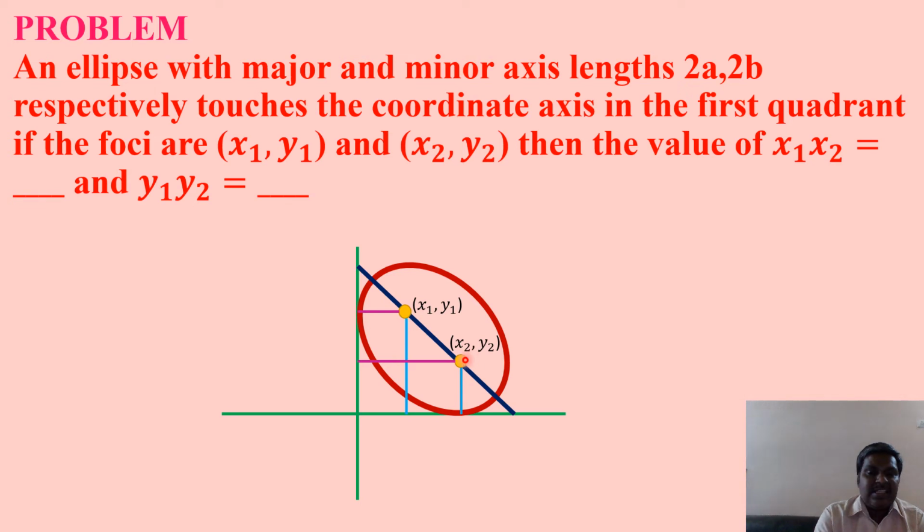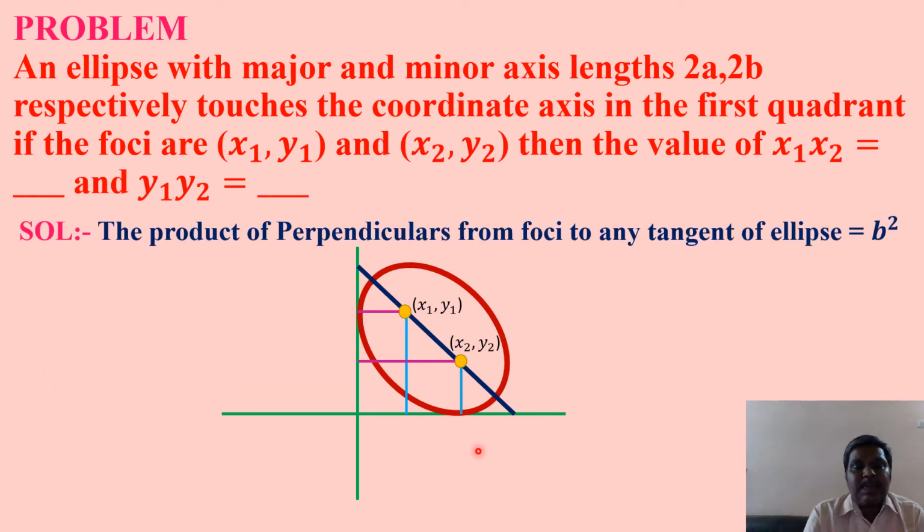So this is the perpendicular distance from a focus to the tangent. This is the perpendicular distance from the other focus to the same tangent. Therefore their product is what? By the previous concept, b squared. The product of the lengths from the foci to any tangent gives b squared. Therefore, the product of perpendiculars from the foci to any tangent of the ellipse is b squared. Hence, we get x1 into x2 is equal to y1 into y2 is equal to b squared. So, it is a simple concept applied to this problem. Understand? Let us see another concept.